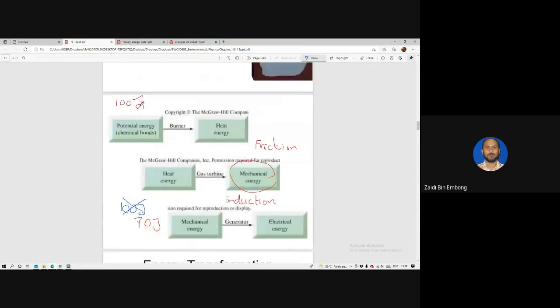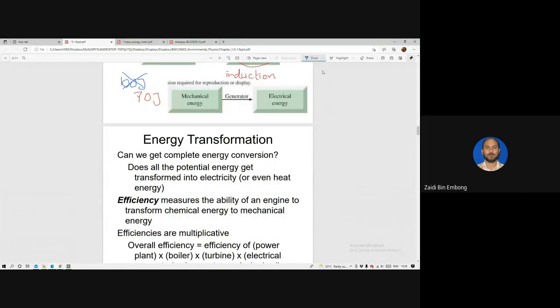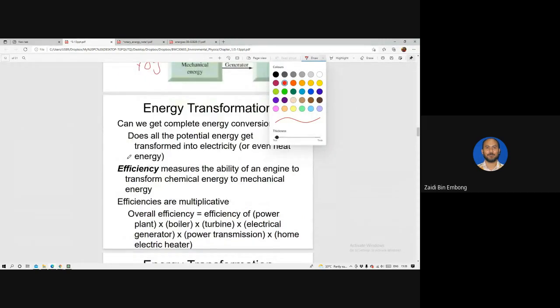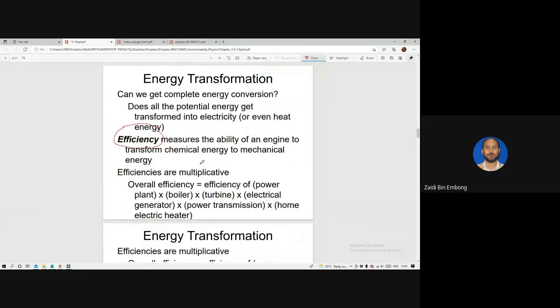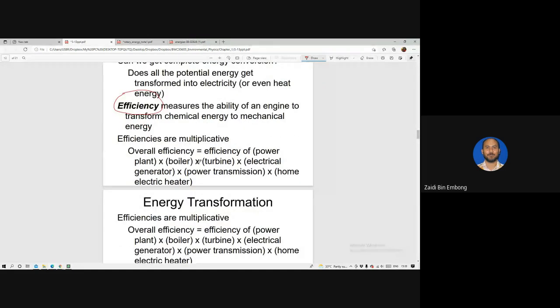In order to explain this, we need to know what energy efficiency means. What is energy efficiency? It is a measurement of the ability of the engine to transform chemical to mechanical energy. So in this context, we can write it as efficiency. Normally, we write this efficiency with the symbol epsilon.